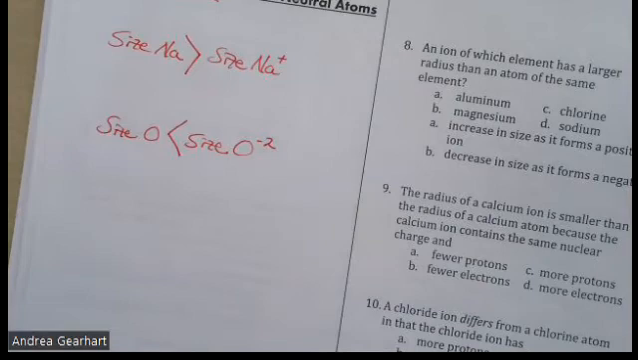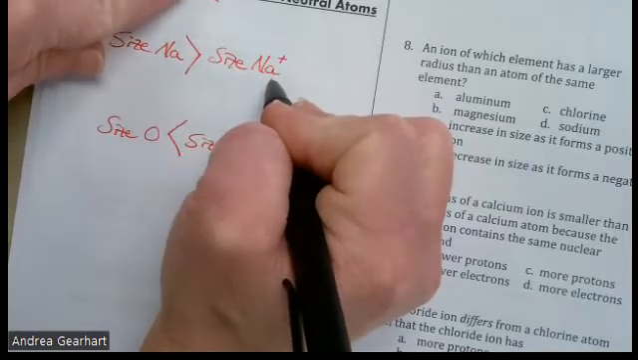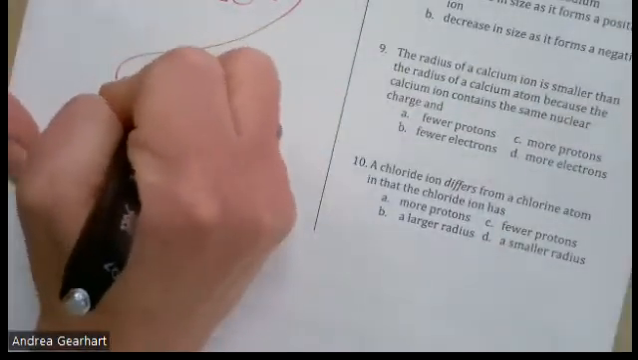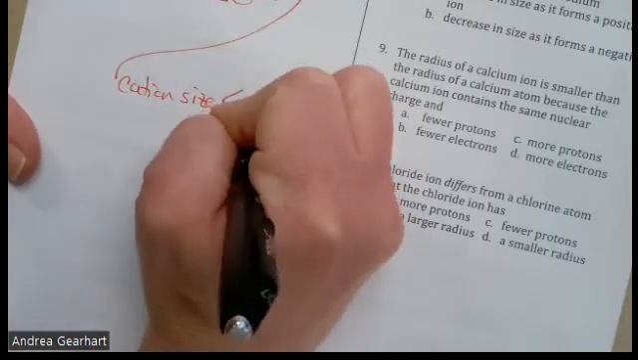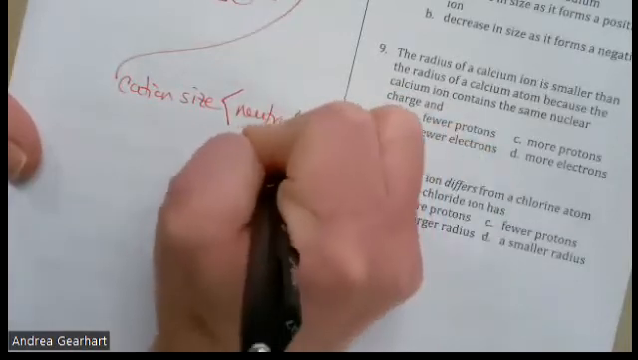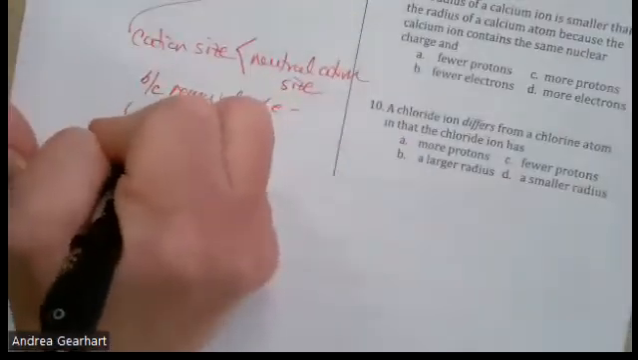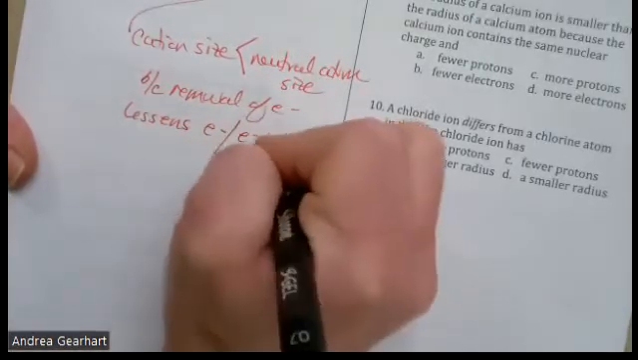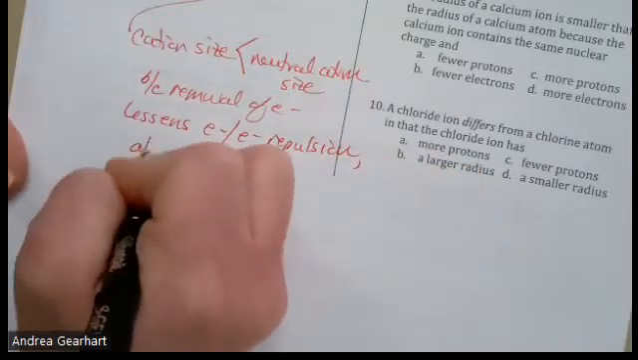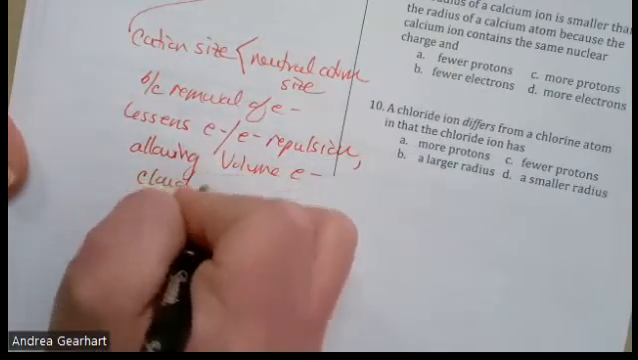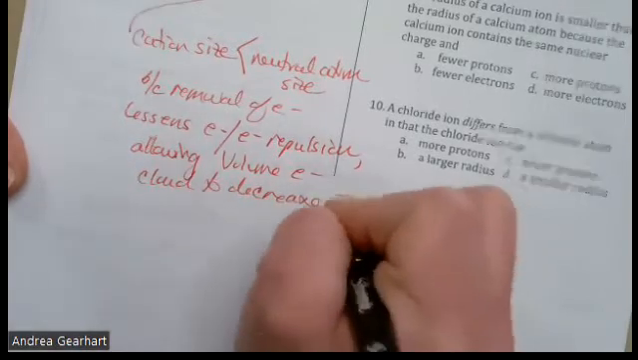And it is not because we're adding or removing electrons and they take up so much volume. That's not it at all. It's when you remove an electron and form a cation, the cation size is less than the neutral atom size because removal of electrons lessens electron repulsion, allowing the volume of the electron cloud to decrease, which equals a smaller radius.